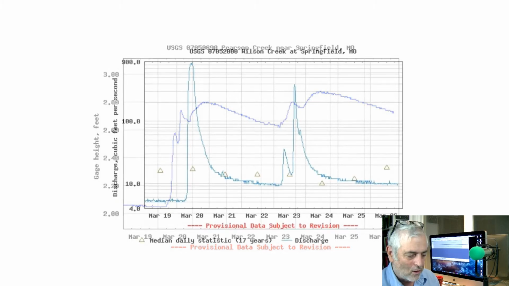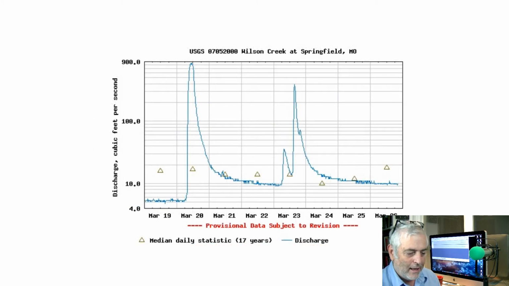We look at a few more creeks around here. And so we're trying to evaluate what's going on, right? So this is Wilson's Creek. This is at Springfield. I think it's close to Battlefield Road. I'm not exactly sure where this gauging station is, but you can see here's that rain event again.